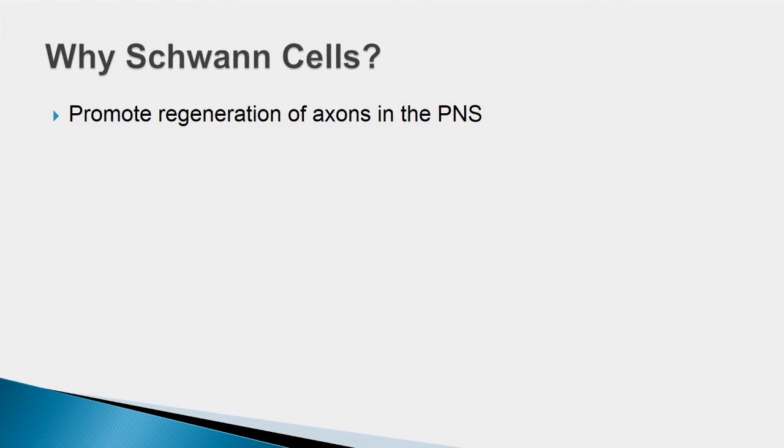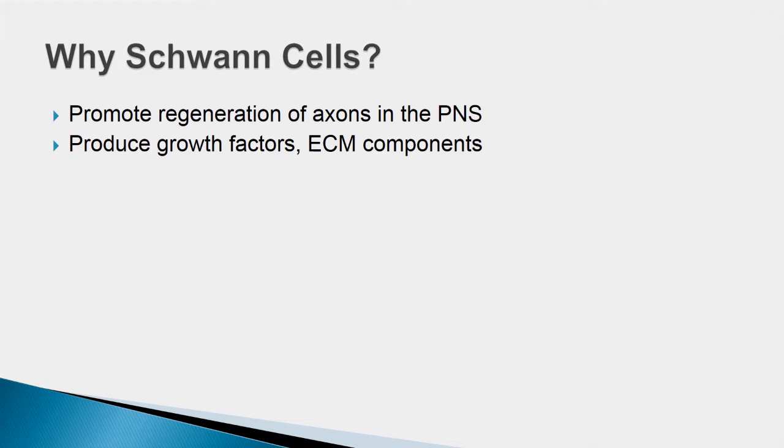Well, we know from many, many years of research that Schwann cells are responsible for promoting regeneration of axons that are damaged in the peripheral nervous system. We also know that Schwann cells produce many different growth factors and extracellular matrix components that they can release and provide to the environment that they are around.